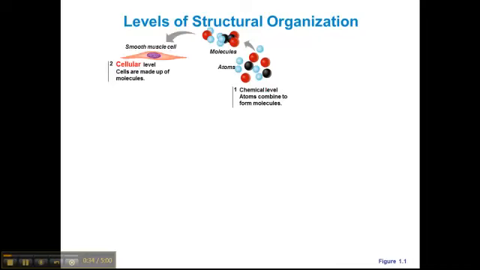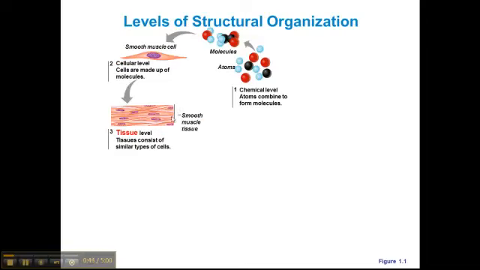The example given here, this is a smooth muscle cell. Cells are made up of molecules. The next level then would be the tissue level. Shown here is a section of smooth muscle tissue. Tissues consist of similar types of cells. As you can see, this example has many cells that all are similar.